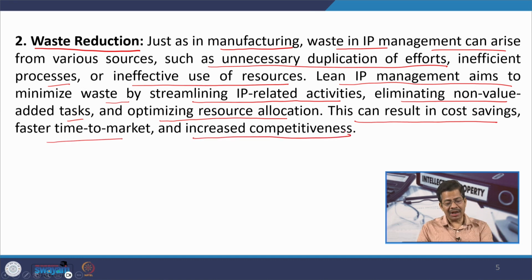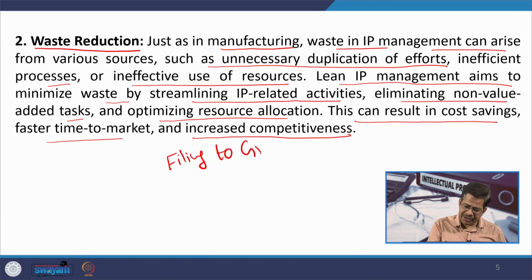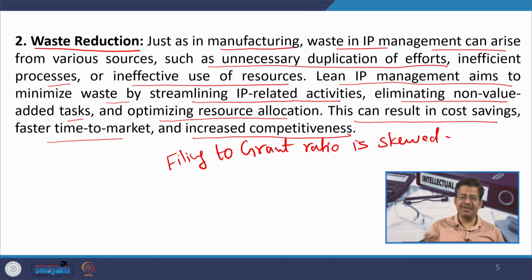Let me also tell you that many organizations I have seen have a filing to grant ratio that is skewed, not only skewed, highly skewed. You are filing too many applications, but granting is very, very low. Why? Because you have written so many wasteful things in your application, which is creating more confusion.